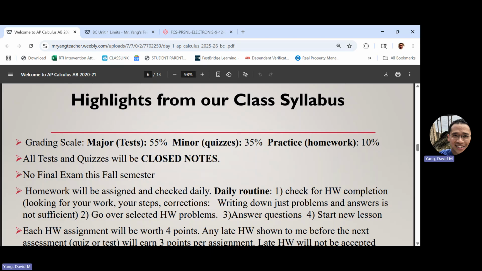I didn't print out a syllabus, but it's on the website. You can look at it in more detail. But the grading scale: majors are 55%, minors are 35%, and practice is 10%. So I'll be checking homework on most days, except for maybe the day of assessments or the day after assessments. Usually not checking homework, but your homework will just go in as daily practice.